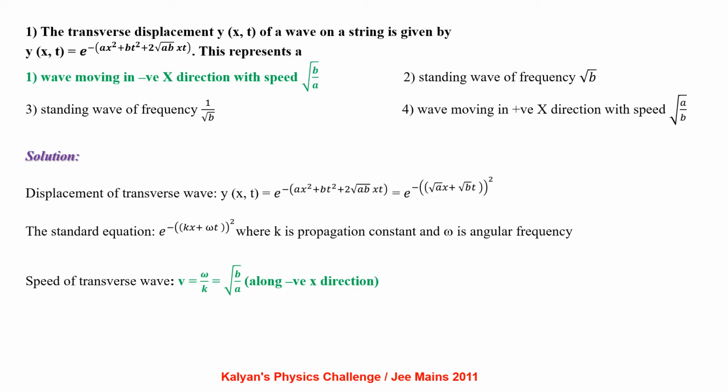Now this is in the standard form of a wave equation, that is e power minus of (kx plus omega t) whole square, where k is propagation constant and omega is angular frequency. Now you can see the power of e, kx plus omega t. The plus indicates that the wave is traveling along a negative x direction, and from the standard equation the speed of the wave is given by v equal to omega by k, that is root of b by a.